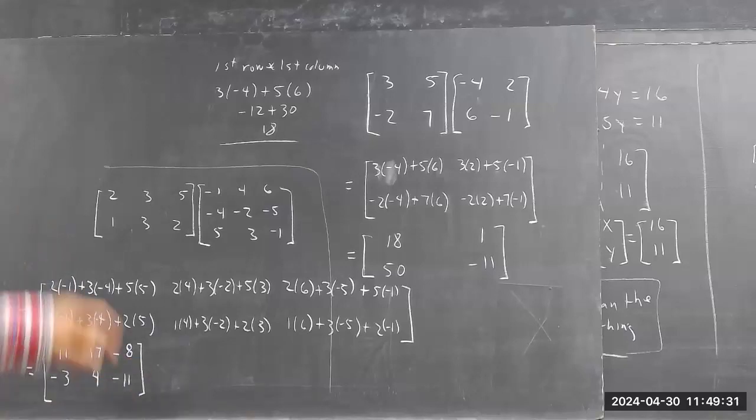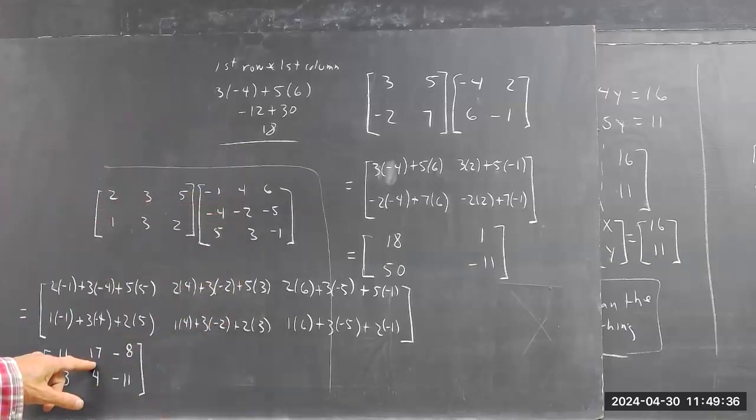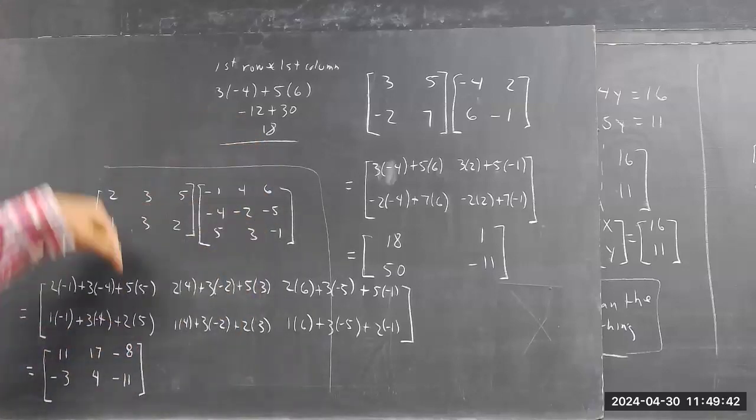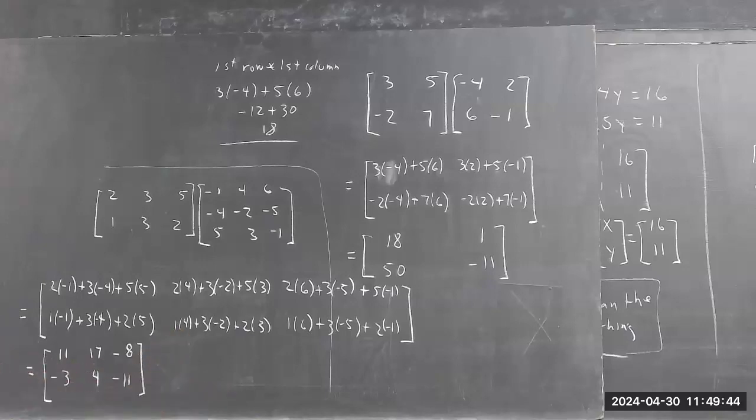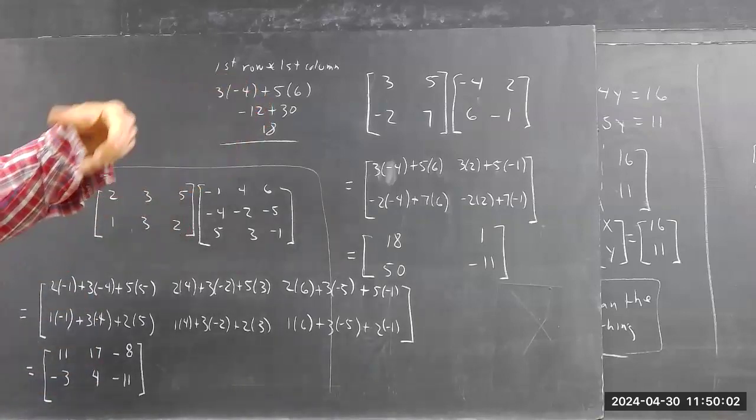Okay? Row 1 times column 1 gives you 11. Row 1 times column 2 gives you 17, which is in row 1, column 2. Row 1, column 3 gives you negative 8, which is in row 1, column 3, and so forth. Okay? So if I have a matrix with 10 rows and 14 columns, I can multiply that by a matrix that has 14 rows and 28 columns.